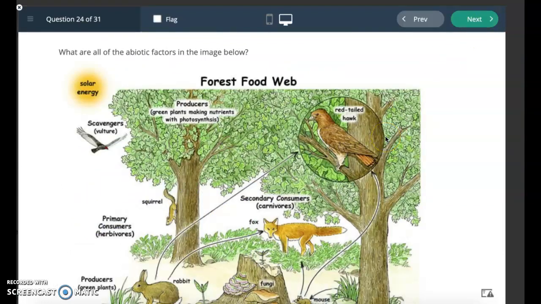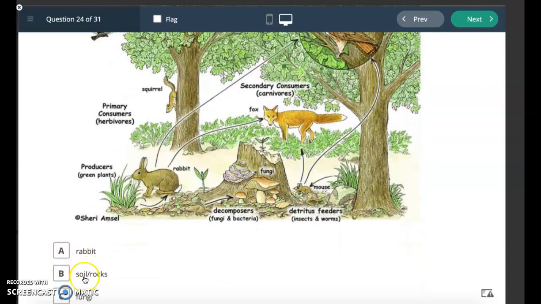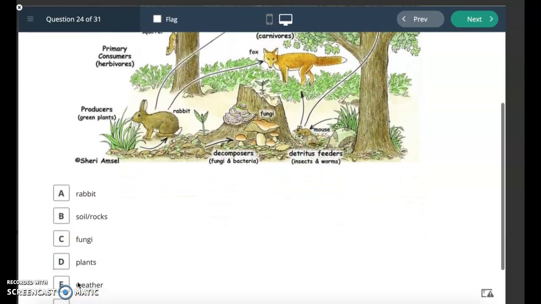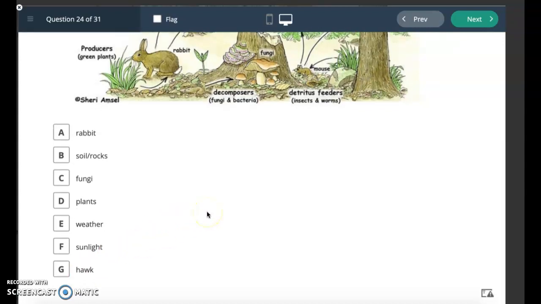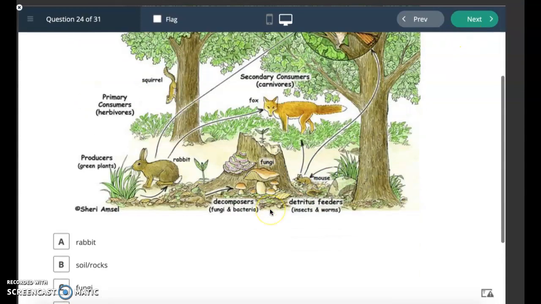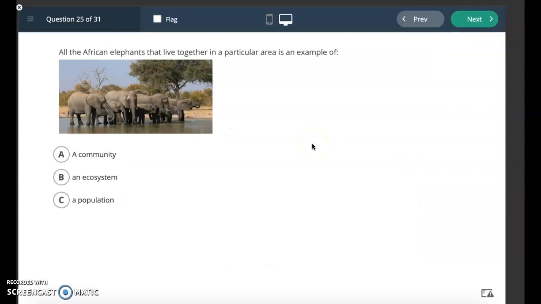24. What are all the abiotic factors in the image below? Abiotic. A, rabbit. B, soil, rocks. C, fungi. D, plants. E, weather. F, sunlight. G, hawk. So there's going to be more than one answer to this question. 25. All the African elephants that live together in a particular area is an example of A, a community, B, an ecosystem, C, a population.